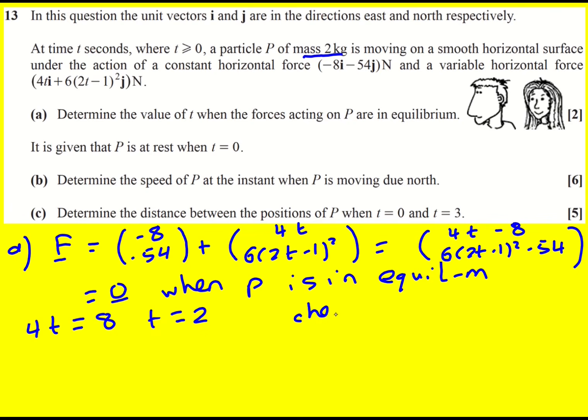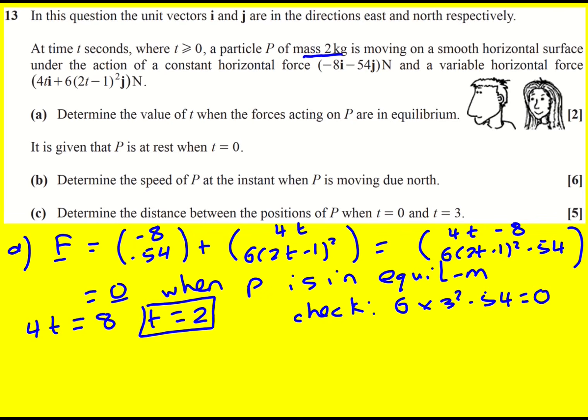And I can just check by substituting it into the bottom part as well. I'm going to get 6 times 3 squared minus 54. I'm also going to get 0 here. Note for that one, I think I would have got a negative time solution because I've got a quadratic, but they have to both be 0. And so I don't need to look into that. I can just use the fact that t is 2.